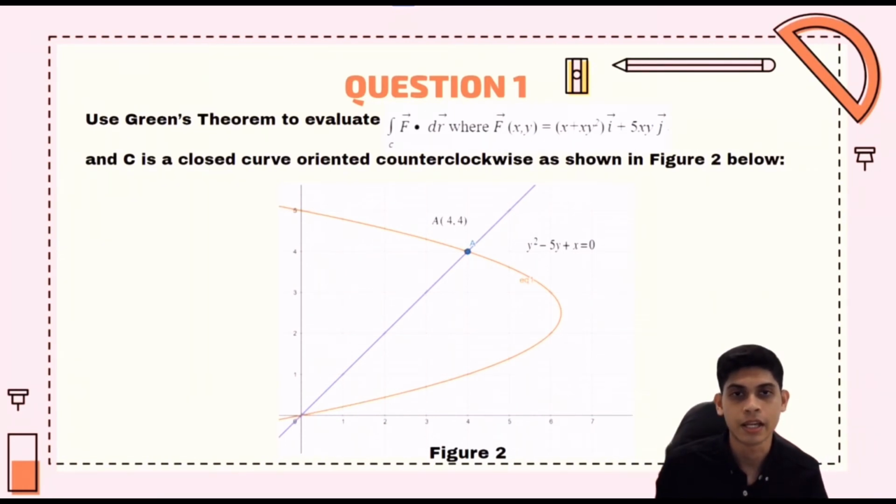I will present the manual calculation for question 1. As you can see in the slide, the question asks to evaluate the line integral of F dot dr, where F(x,y) is equal to (x plus xy squared)i plus 5xyj, and C is a closed curve oriented counterclockwise as shown in figure 1.